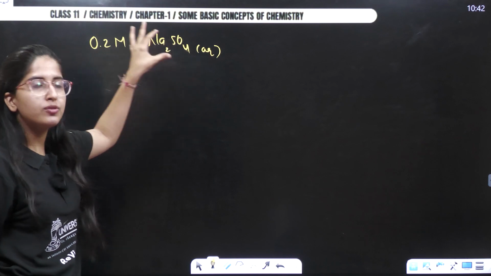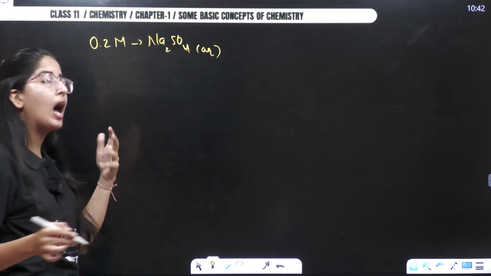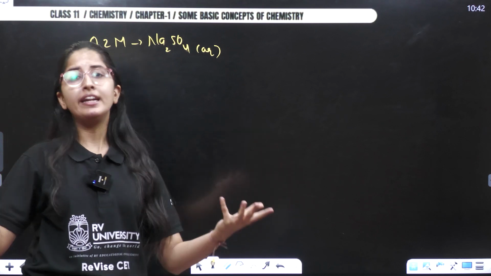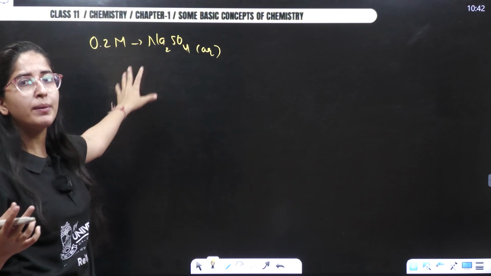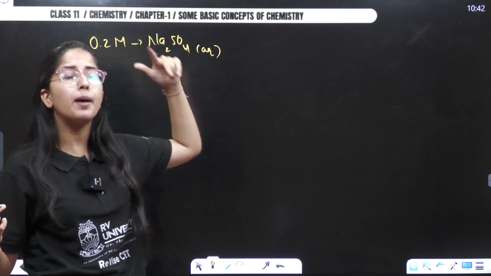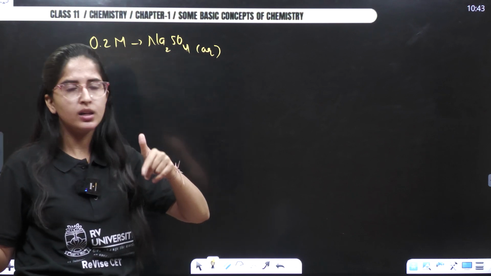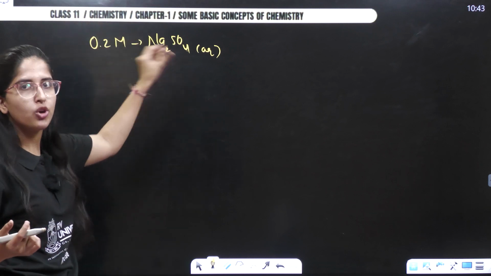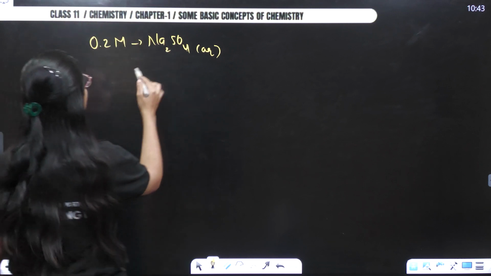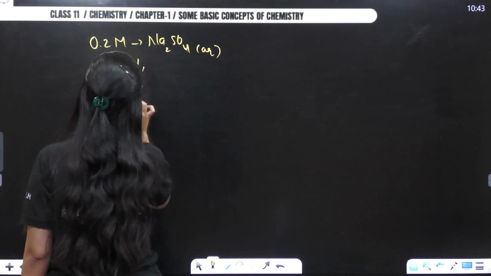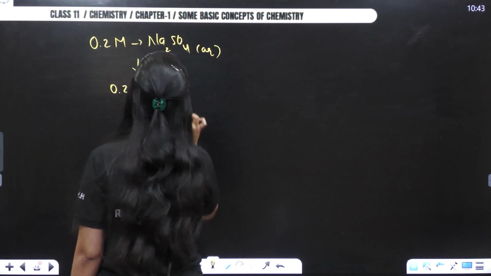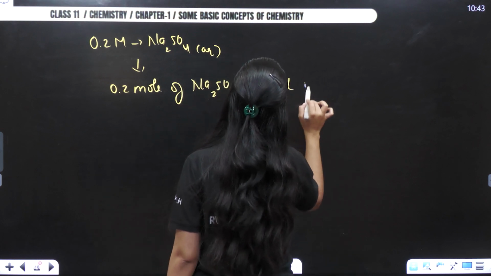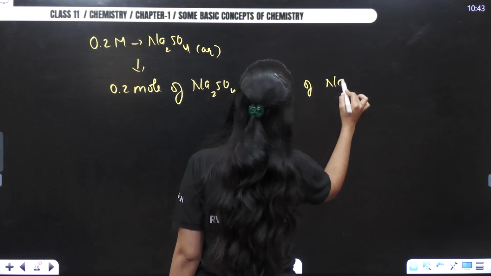Whenever this kind of sentence is given, I told you how you have to decipher. You have to take the volume as 1 liter. If the volume is 1 liter, how many moles? Molarity is equal to number of moles divided by volume in liters. Volume you have taken as 1 liter. So here the number of moles will be equal to your molarity. Here clearly you can say that there are 0.2 moles of Na2SO4 in 1 liter of your solution.